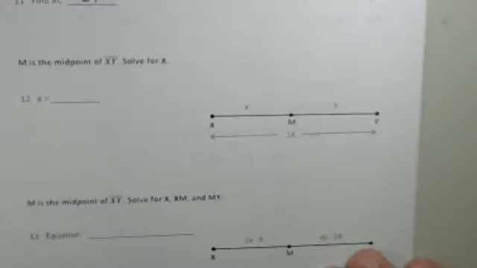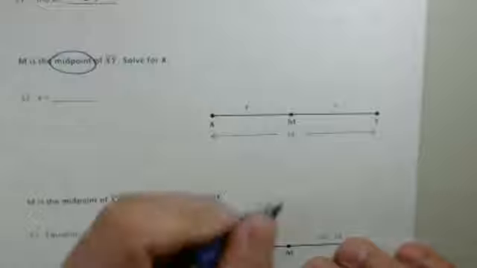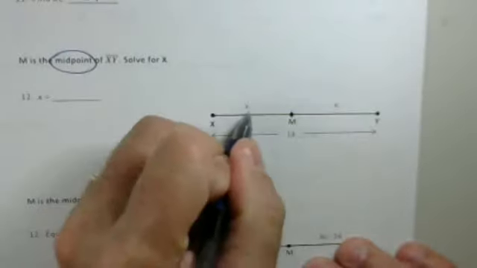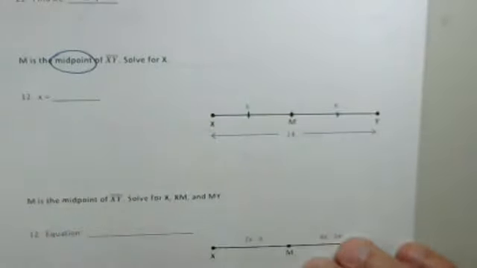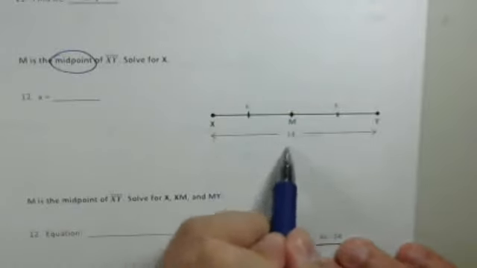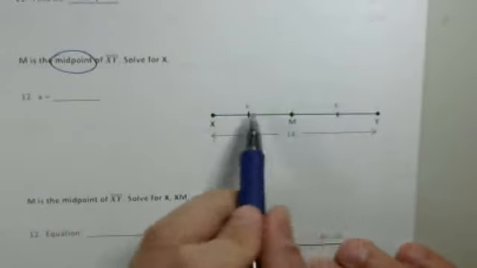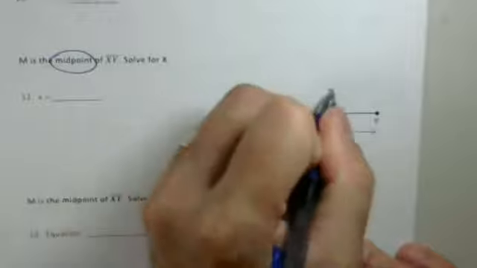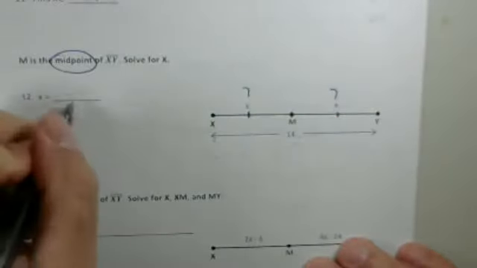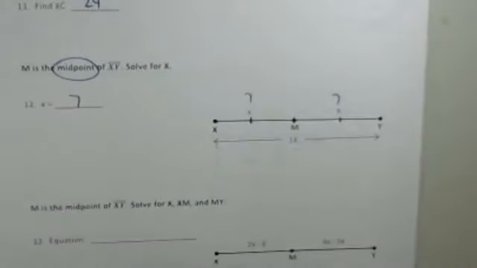Alright, moving on to number 12. Now notice we've changed to midpoint. Remember, midpoint means in the middle. It means this piece and this piece are the same. So if the whole thing is 14 and those are each x, then you can see very quickly they have to both be 7. So then on that one, x is 7.